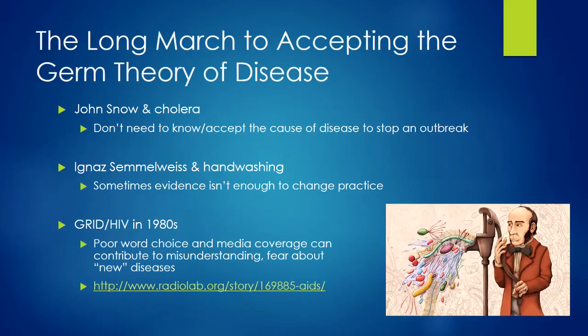So although we now accept the germ theory of disease and recognize that various agents are capable of causing disease in people, this has not always been true. So just a few quick examples. We talked before about John Snow mapping the cholera outbreak in London and demonstrating that this particular water pump was likely the cause of at least part of the outbreak.